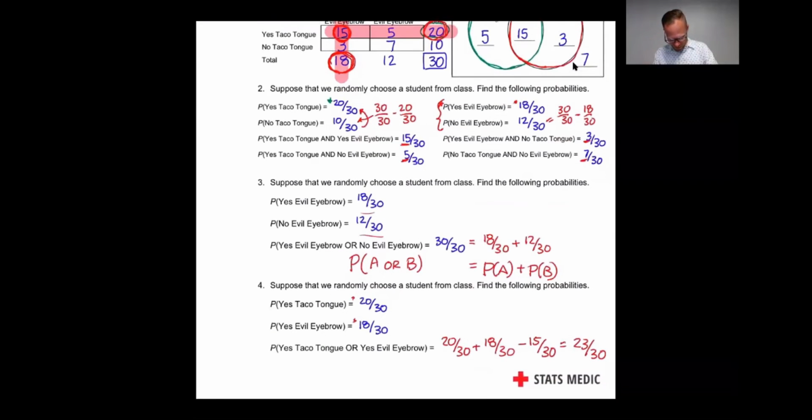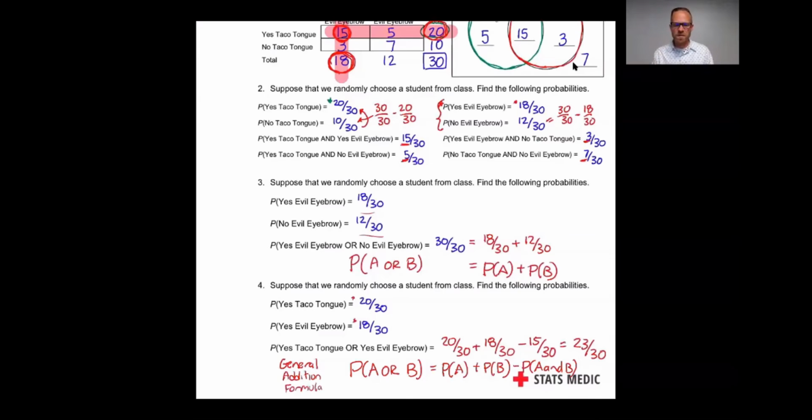Okay, once again, we are trying to find the probability of A or B. And we started out by just trying to do the probability of A plus the probability of B. And that didn't work here because we had double counted those 15 students. So we had to subtract out the overlap. So what we're subtracting out there is the probability of A and B. And so this formula that you see right here, this is what's known as the general addition formula.